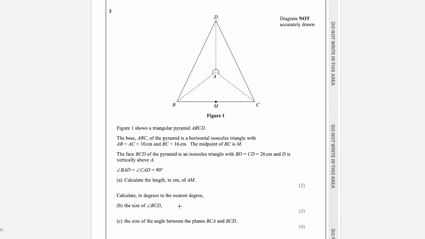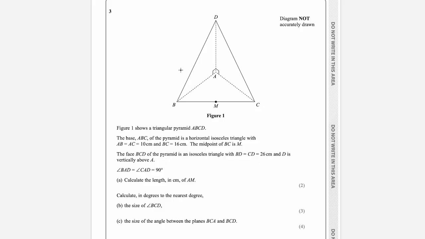Figure 1 shows a triangular pyramid. The base is all this. We're given all this. The face BCD of the pyramid is an isosceles triangle with BD equaling BC, which is 26. Calculate the length in centimeters of AM. So we want AM.